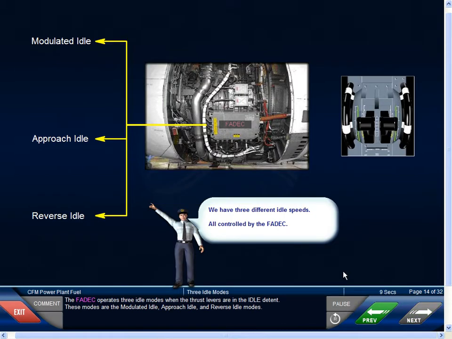The FADEC operates three idle modes when the thrust levers are in the idle detent. These modes are modulated idle, approach idle, and reverse idle modes.